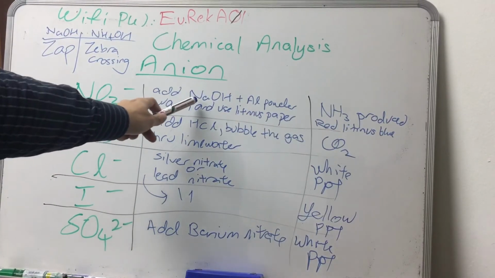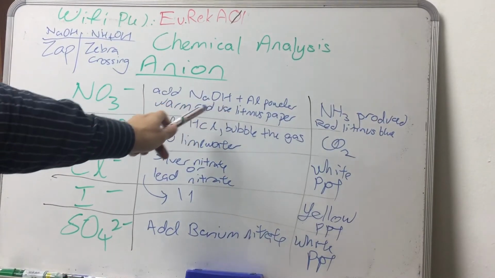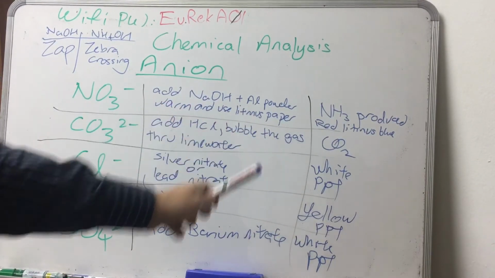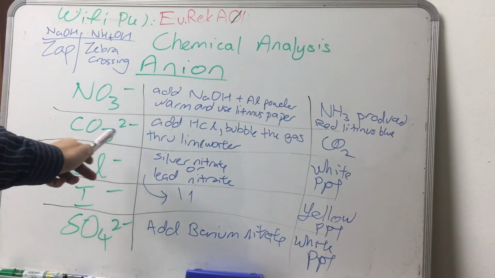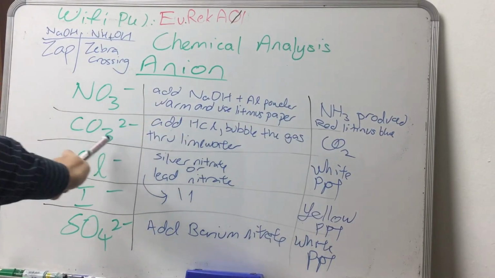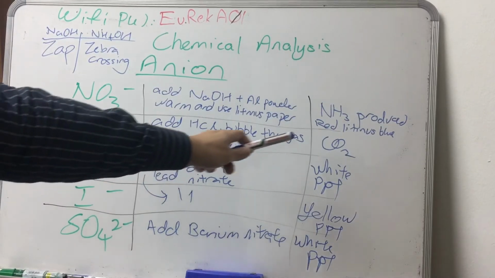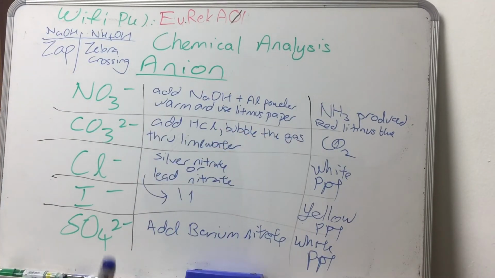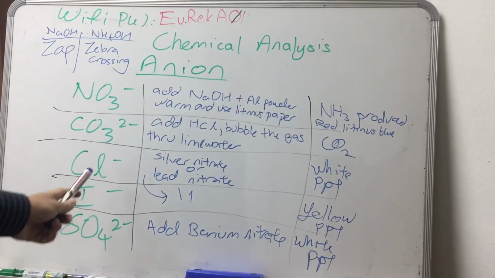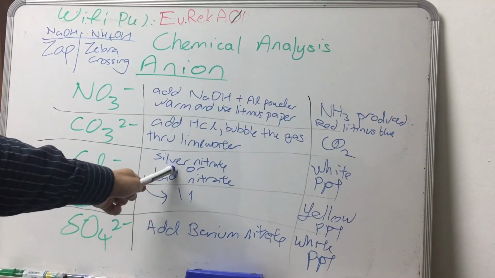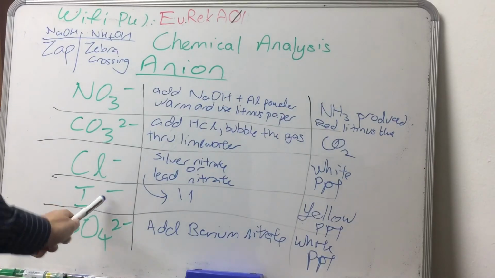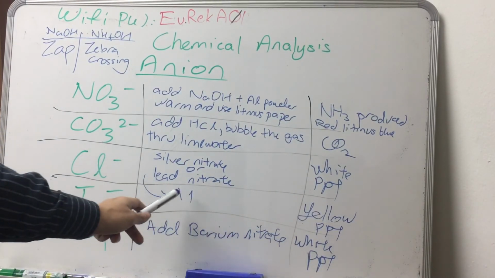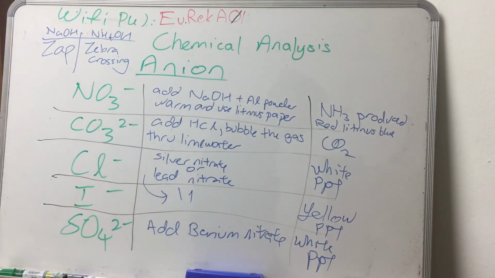For nitrate, you need to add sodium hydroxide with aluminium powder, warm it, and use litmus paper to test for the gas. For carbonate, you have seen it a lot of times already. Add acid to carbonates, you get carbon dioxide gas, which gives a white PPT in lime water. For chloride, think of silver nitrate or lead nitrate, you get a white PPT. For iodide, you get a yellow PPT when you add silver nitrate or lead nitrate.